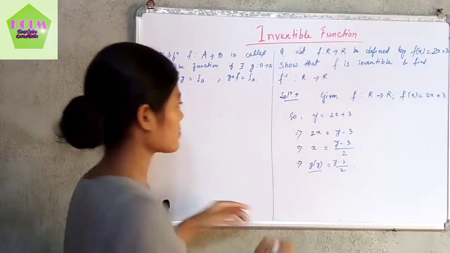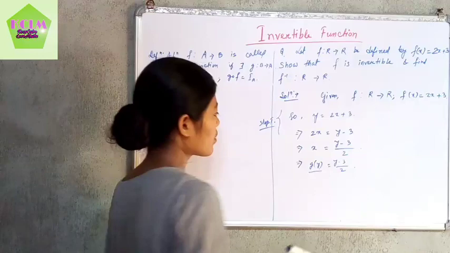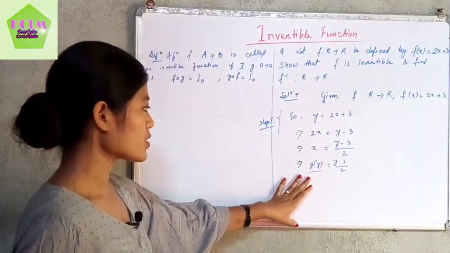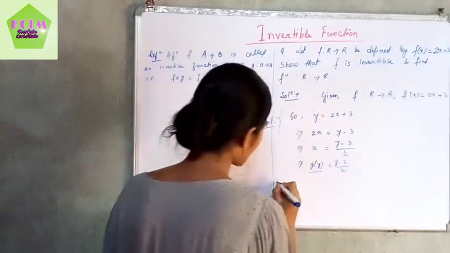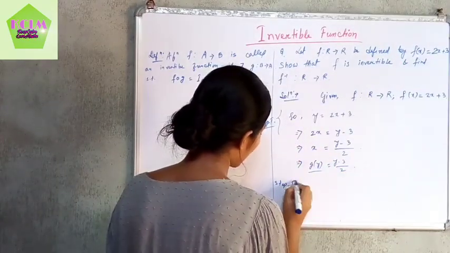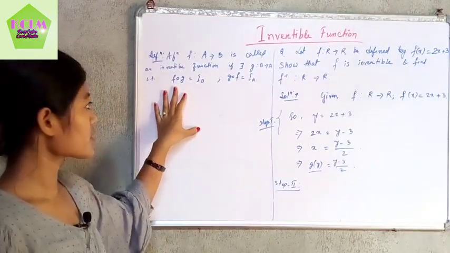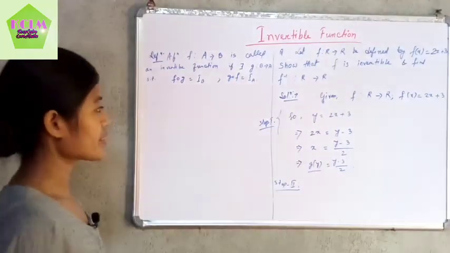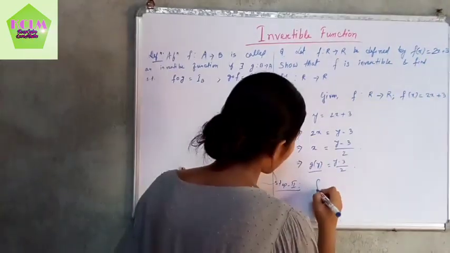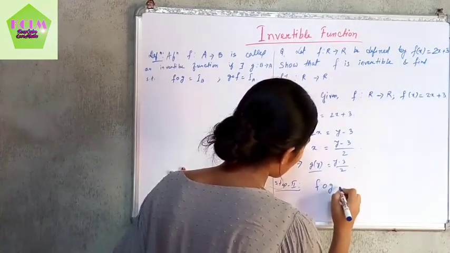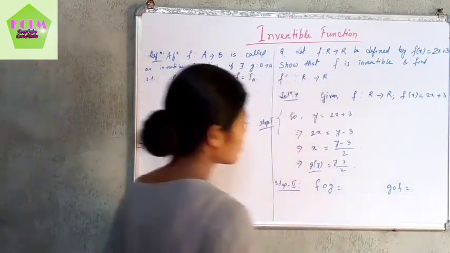Therefore, this is the first step. This is step 1. We have found the function z of y equals (y minus 3) by 2. Now step 2. Since in the definition f o g equals the identity function and g o f equals the identity function, here f o z equals and z o f equals what?